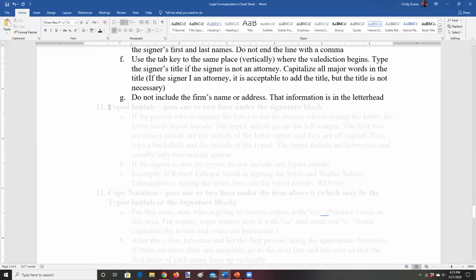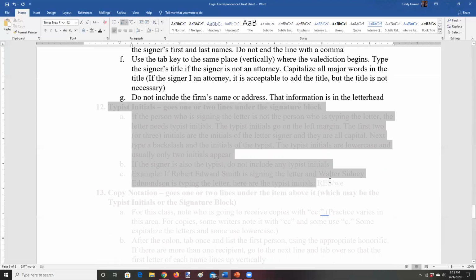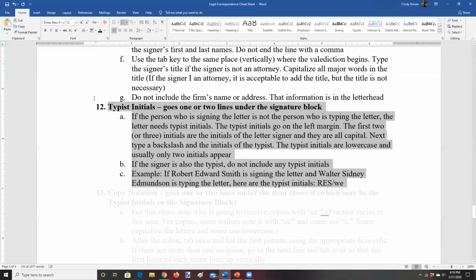Okay, so now the rest of the items we're going to talk about are kind of nitty-gritty stuff. I'm not going to lie to you. They go into somewhat minutia, and some of the stuff you may not have been exposed to before. So the first thing are typist initials. These are the initials that tell the reader who's signing the letter and who's typing the letter. Now, what the typist initials don't tell the reader is who actually composed, who wrote the letter. It might be the typist or it might be the signer. You don't get that information in the typist section.